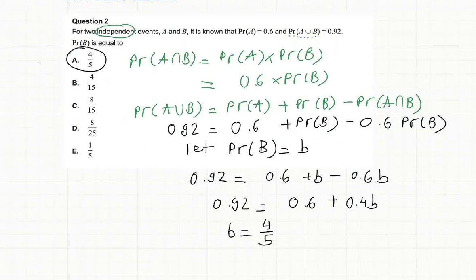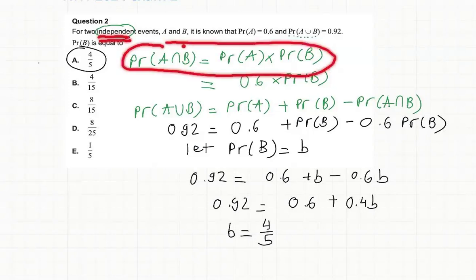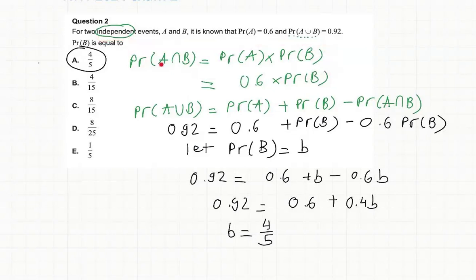So once again, the key point when we handle this question is that whenever you see the word independent, you always need to remember this formula, because this is the only way that we can go forward. When the two events are independent, the probability of the intersection between A and B will be the probability of A times the probability of B.